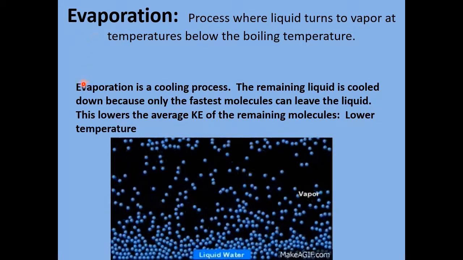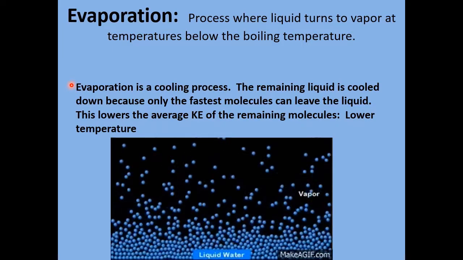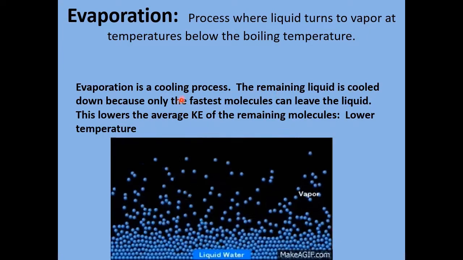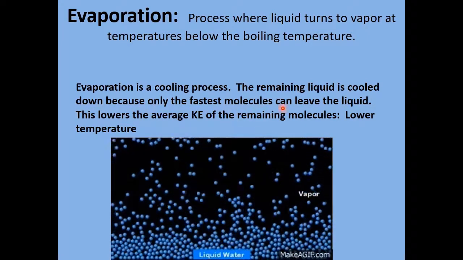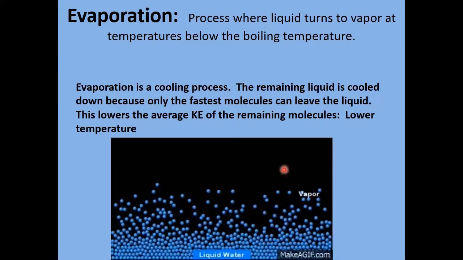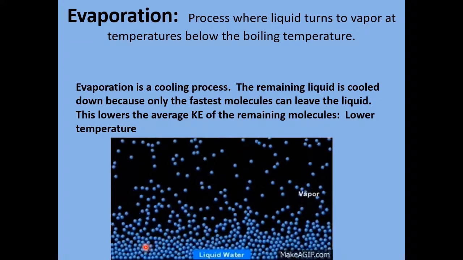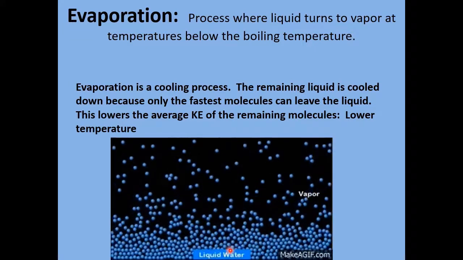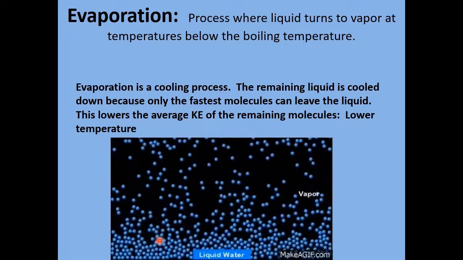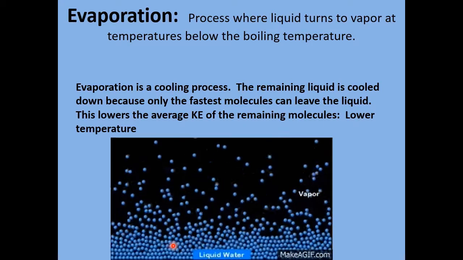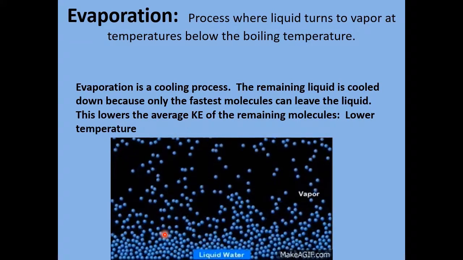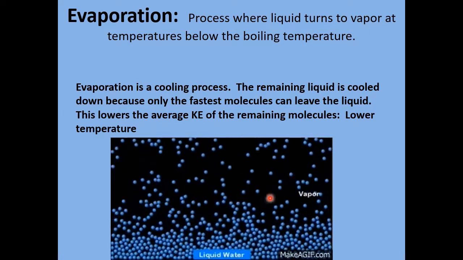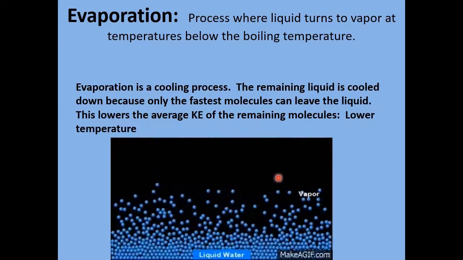Well, it turns out that evaporation, first of all, is a cooling process, and the reason for this is the remaining liquid is cooled down because only the fastest molecules can leave the liquid. So think about, here we've got the water here. Remember, the motion of the water molecules is random. Some are going slow, some are going really fast. Now, if a really fast moving water molecule gets to the surface of the water, it may have enough speed to actually break away from the liquid below and become vapor. So this is happening constantly.